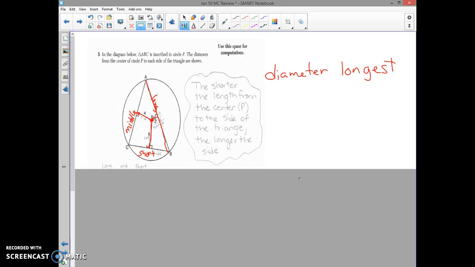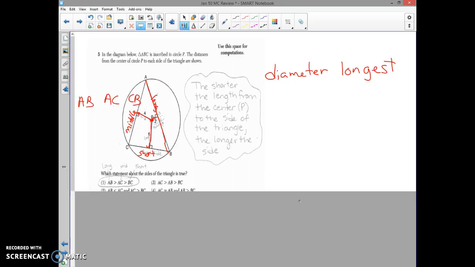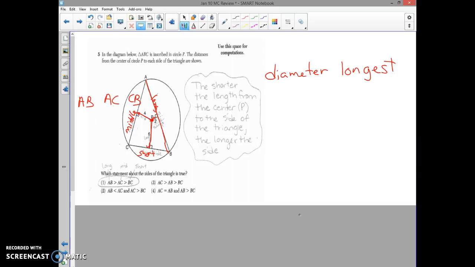So we want to go from AB to AC to CB. So we're looking for this answer, and there it is, number 1. AB is larger than AC, which is larger than BC.